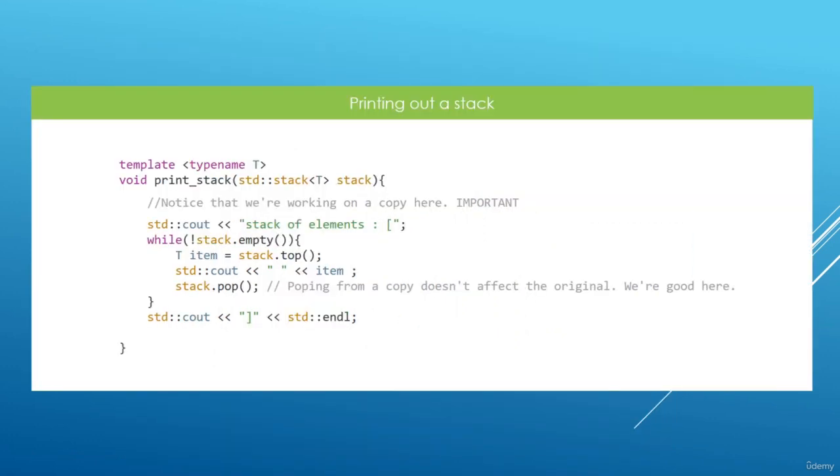If we go back and look at our print stack function, we're going to see that it takes one template parameter, but we are passing in stacks that take two template parameters, and the second template parameter is throwing off the compiler. This is something you need to be aware of, and you need a way to fix this problem if you come across this in your career as a C++ developer.